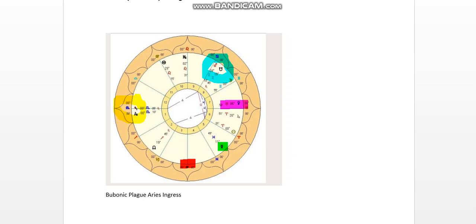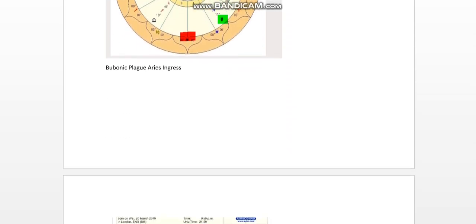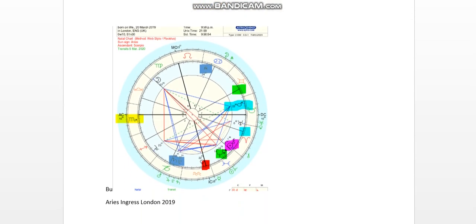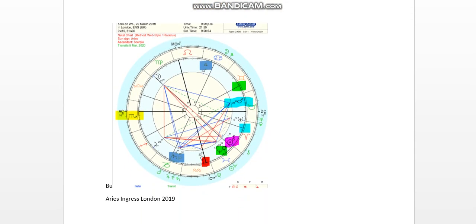to Mercury, the lungs. Okay, the ascendant, of course, is ruled by Mars or Pluto in a malefic sign, conjunct Saturn. Saturn on the ascendant also sort of indicates quarantine. So there you go, you have quite a few negative symbols in that chart. So let's now have a look at the next chart, which is the Aries Ingress chart for London 2019, as you can see there.